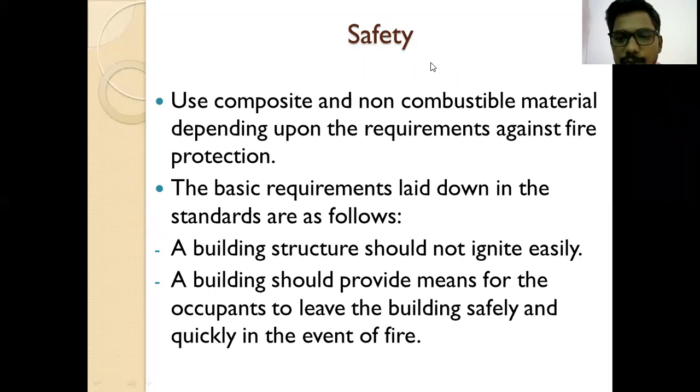Generally in a residential building we do not provide a fire protection system, but in a public building, maybe you can see in cinema theaters as well as in a college building. In our college building also a fire protection system is provided. So whatever important and public buildings are there, in that case we have to go for the provision of the fire protection system.